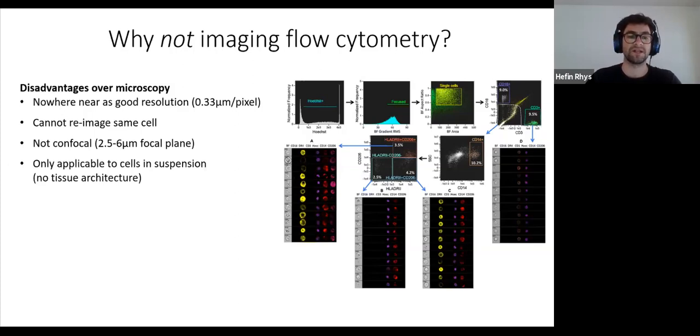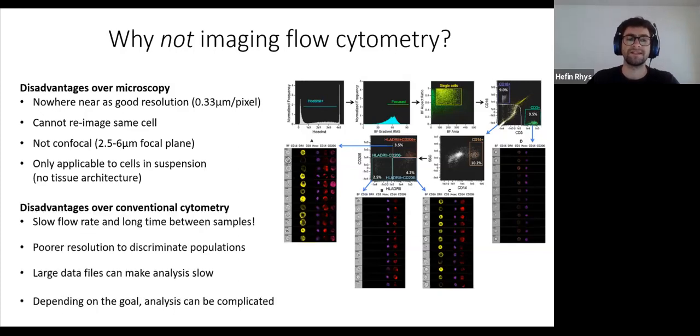through the cell. And of course, as we're flowing cells through a flow cell, it's only applicable to cells in suspension. So we're not able to get any information about tissue architecture or how cells interact with each other in a tissue. You would need microscopy for that. And disadvantages over conventional cytometry. One of the main ones is slow flow rate.